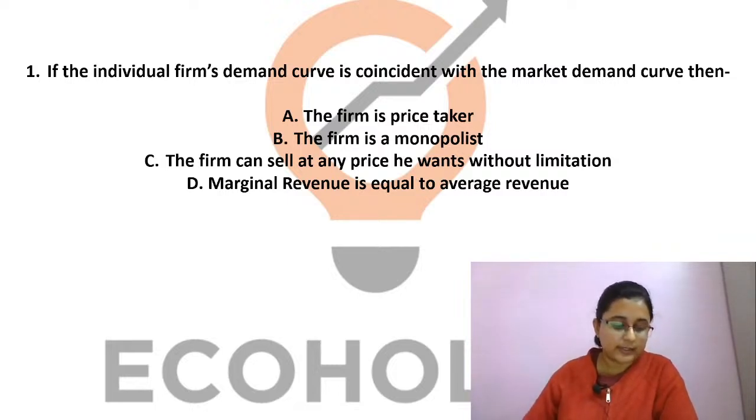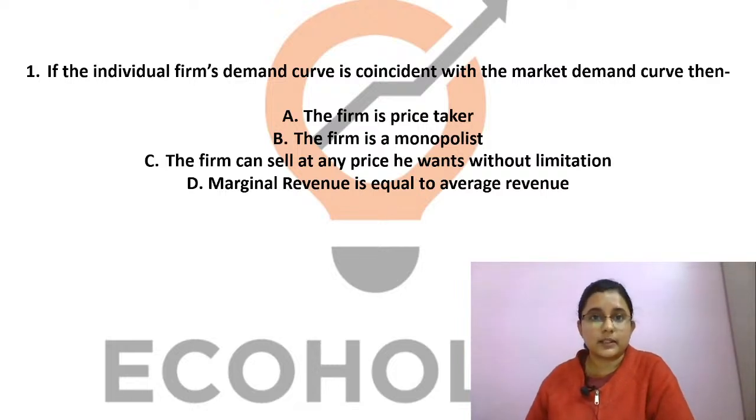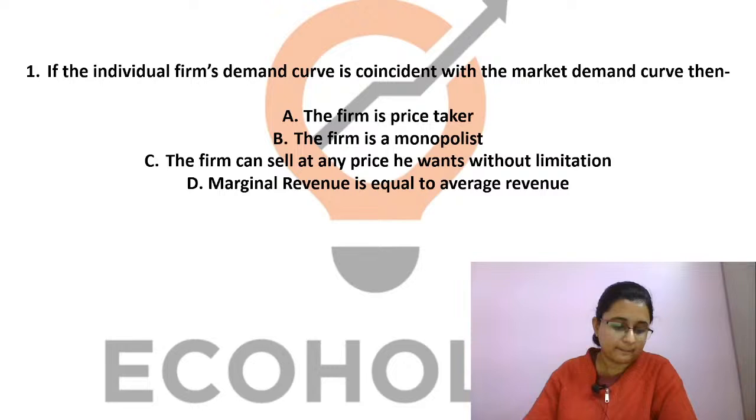Please write down your correct answer on the chat box. I'll be just looking at the chat box so that your answer can be discussed. The individual firm's demand curve is coincident with the market demand. Tell me, what should be the answer? Okay, I've started getting answers.